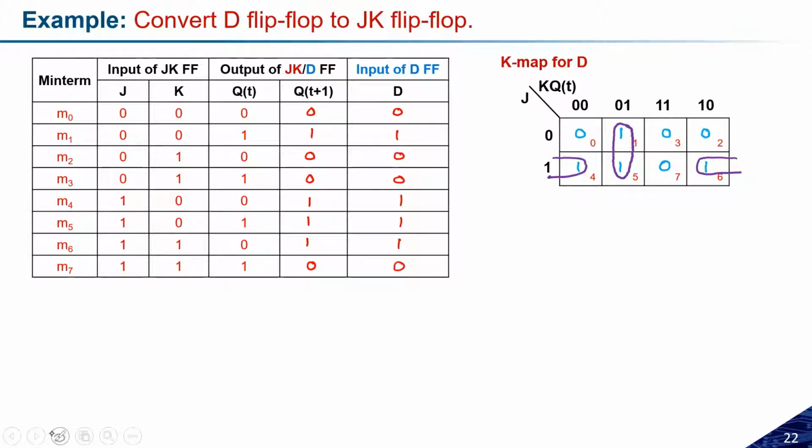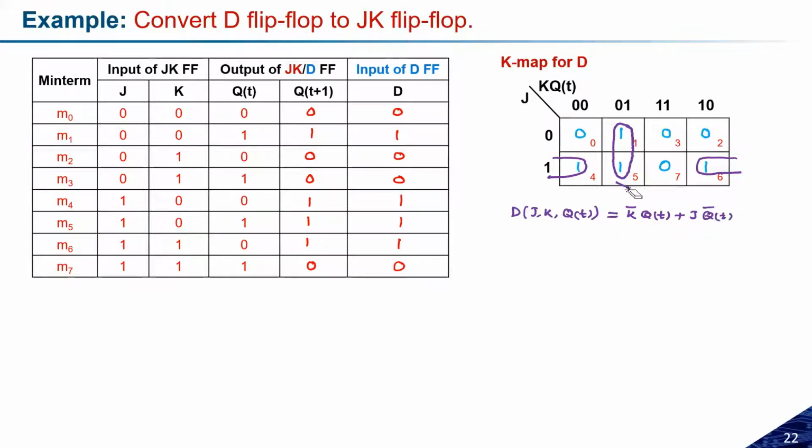If we are ready with these pairs, let us see what the output function is. The output function, D, is a function of J, K and QT, and if you try to simplify it, from here J will be cancelled out and I will get K bar into QT, plus in the next pair I will get J into QT bar.